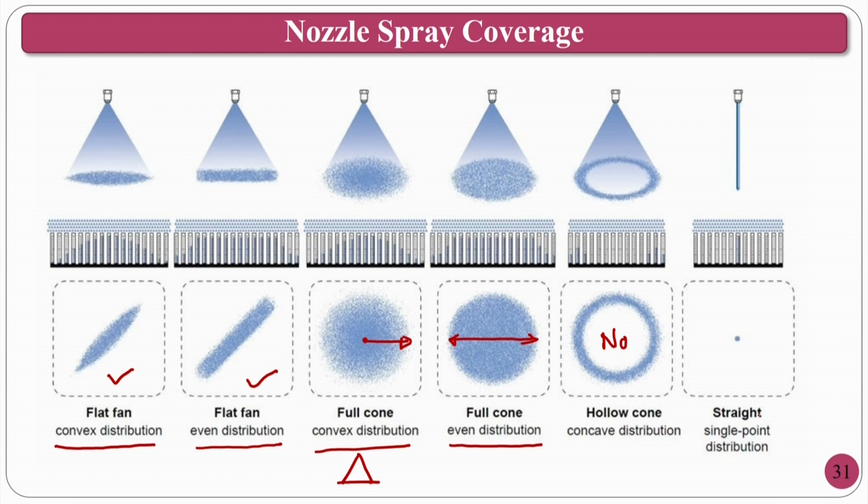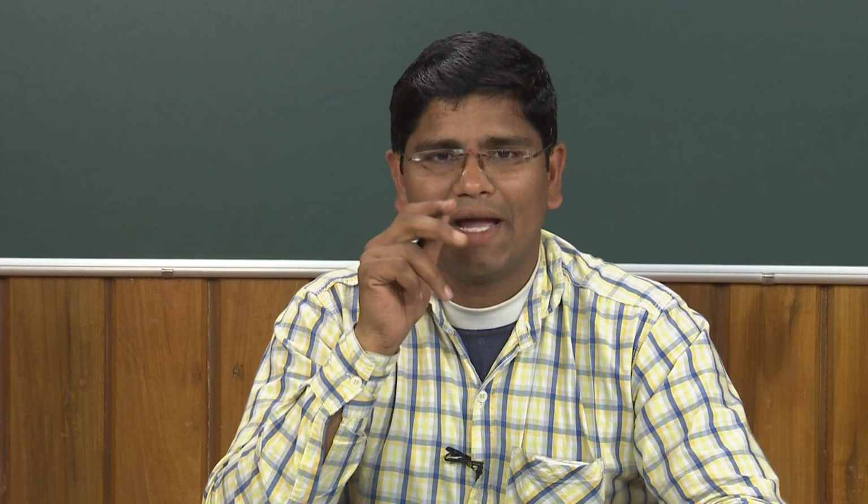At the same time, a straight nozzle will give a point type, but it cannot be coherent like lasers and all those things. You will still have approximately a point type, a circle of small diameter.